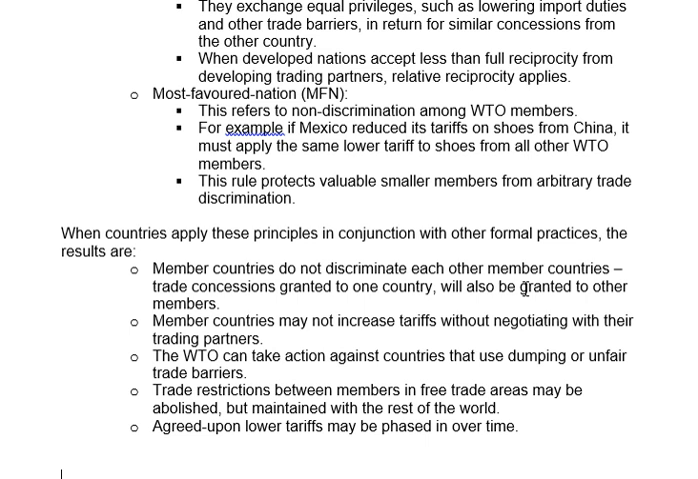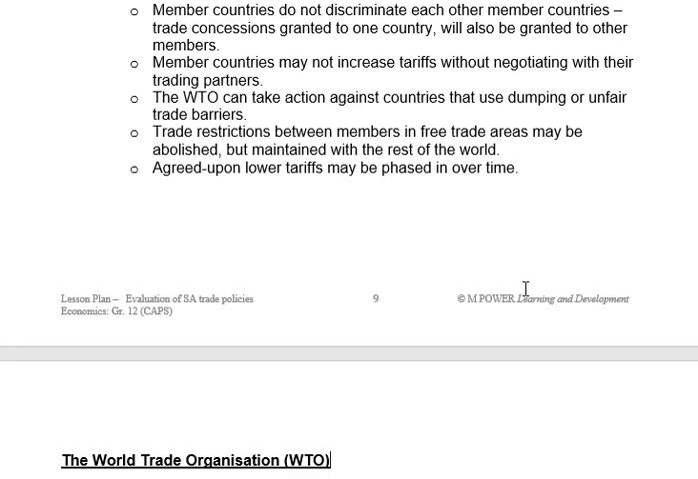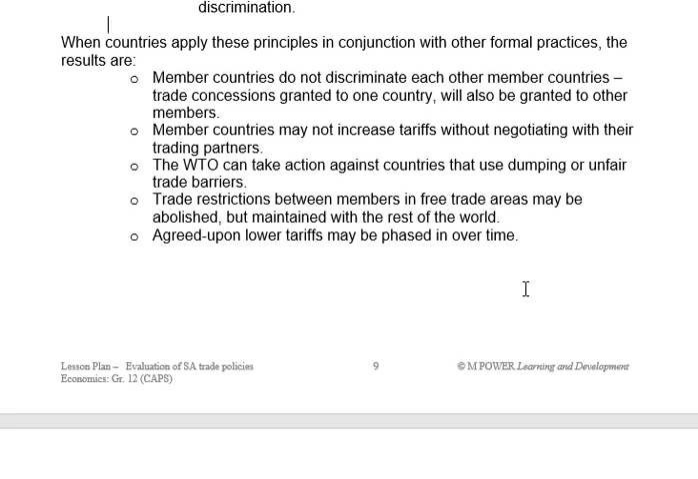Obviously this means that smaller countries can also be protected. Countries can't discriminate against other countries for whatever reason. An advantage that you offer to one member country must be offered to other member countries as well. When countries apply these principles, it means that member countries do not discriminate against each other. Any concession that we grant to one country, any advantage that is given to one country, is given to all member countries of that protocol.